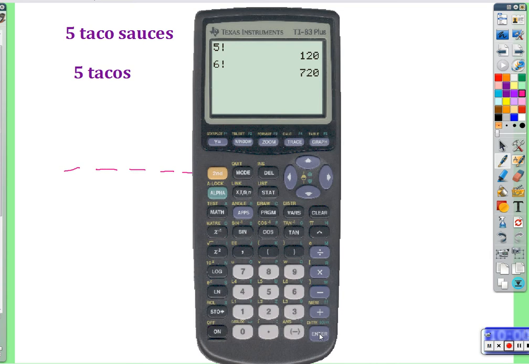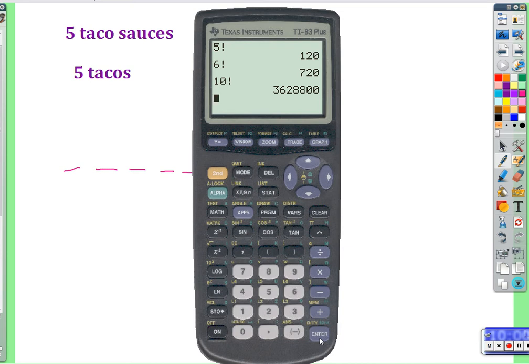720. Okay, so how fast do you think this function x factorial grows? Fast, slow? Only exponential functions grow exponentially. Well, if it goes 6 times bigger from 5 to 6, probably pretty fast. The next one would be 7 times bigger than that, and 8 times bigger than that, so pretty fast. So what do you think the limit is on this? If we go to 10 factorial, it's math, over to PRB, down to there, and enter. That's very, very big. That's in the millions, right? From 6 to 10, we've gone from hundreds to millions. So it goes up really quickly.